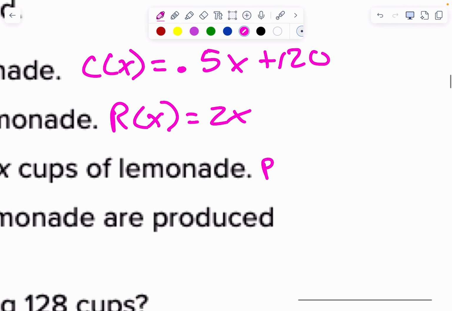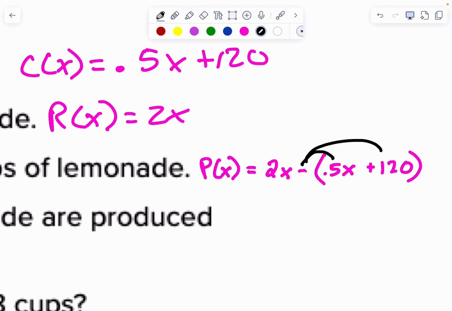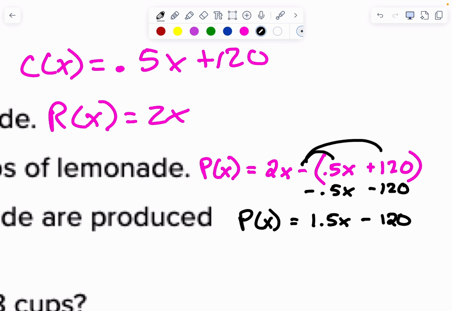So profit is revenue minus cost, so 2x minus this guy. And don't forget that when you do that, you put him in parentheses because I need to distribute that negative through. Don't forget that, right? So this is minus 0.5x minus 120. Yeah? So my overall profit equation for part C is 1.5x minus 120.